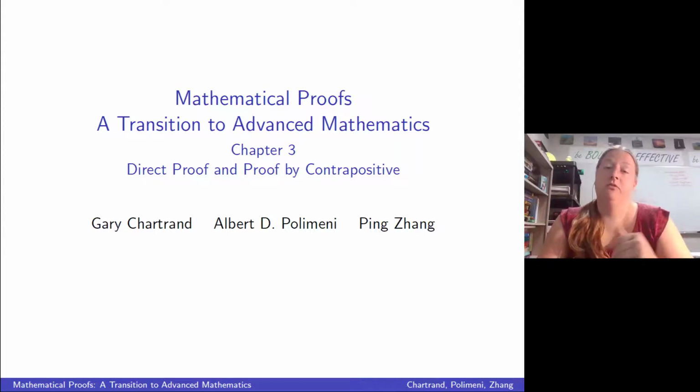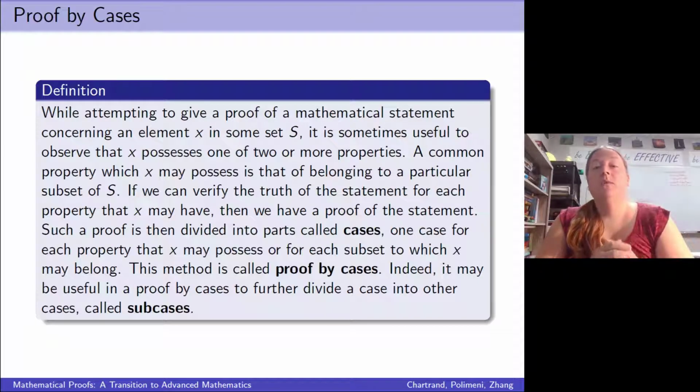Today we're going to talk about proof by cases. When we talk about proof by cases, sometimes we're given a result, and the result involves some set of elements. And when we look at the set of elements, they have something in common that they're all members of that set, but then they might have some characteristics that make them distinctly different than other members of the set. And this makes completing a proof difficult with just a generic member of the set.